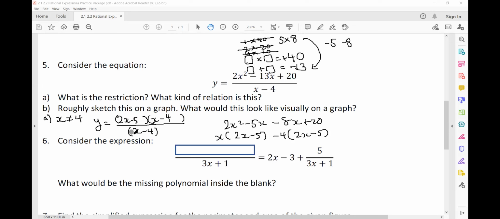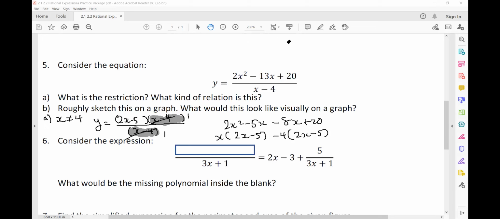Well, what do you know? Coincidence? Okay, I'm going to divide both by 1 so that this actually simplifies into 2x minus 5.